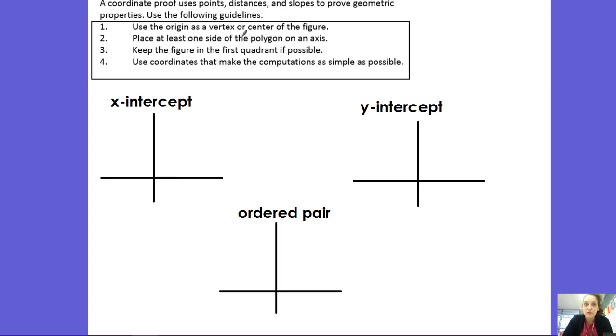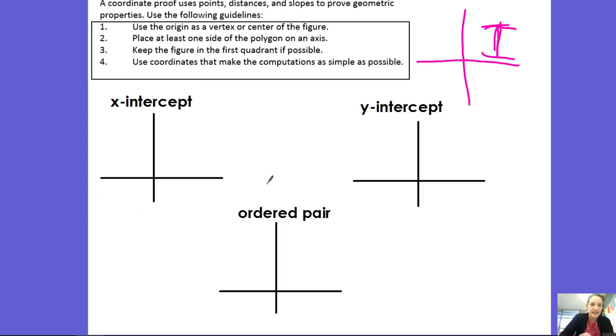Then you want to place at least one of the sides on one of the axes. We like horizontal and vertical lines, and the axes make things a lot easier to deal with. Try to keep the figure in the first quadrant, where your x's and your y's are positive, because who wants to deal with negatives if you don't have to? And then try to use coordinates that make your computations as simple as possible, like nice pretty whole numbers.